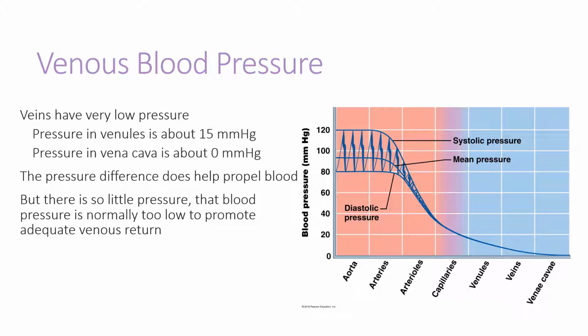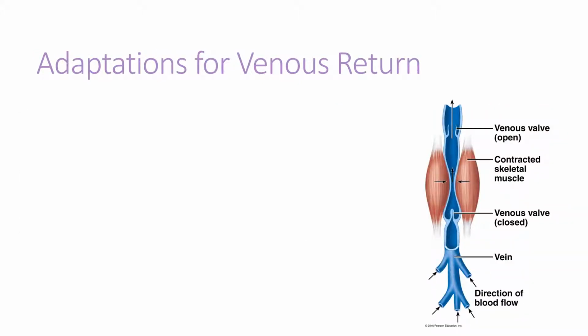But there is so little pressure that blood pressure is normally too low to promote adequate venous return. Blood can start to get pulled down just from the pressure of gravity in the wrong direction. To help prevent blood from moving in the wrong direction, we've mentioned there are several structural differences in veins that we don't see in arteries. Veins have a larger lumen to allow fluid to accumulate on that side. They have a thicker tunica externa so that it can help with the expansion without exploding. And they have valves to prevent blood from moving too far in the wrong direction.